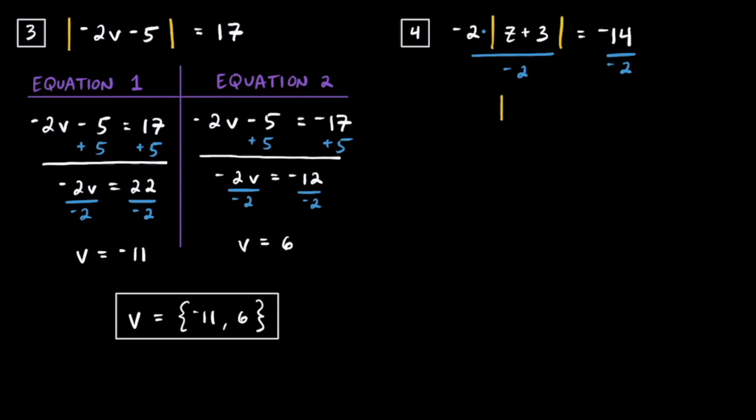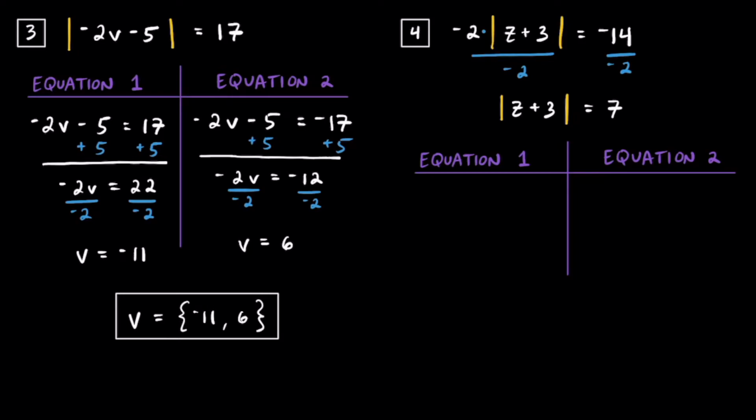Once we divide both sides by negative 2, we're going to be left with the absolute value of z plus 3 on the left side of the equation, and on the right side, negative 14 over negative 2 is going to equal positive 7. Now that we have the absolute value isolated on the left side, we can separate into two equations. For our first equation, we can write that z plus 3 is equal to positive 7, and for our second equation, we can write that z plus 3 is equal to negative 7.